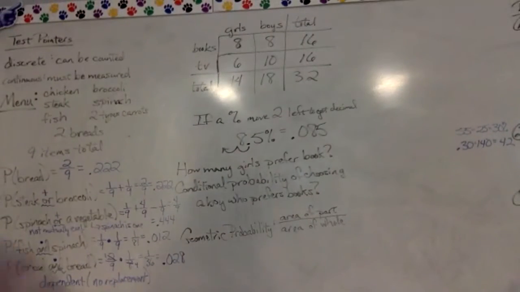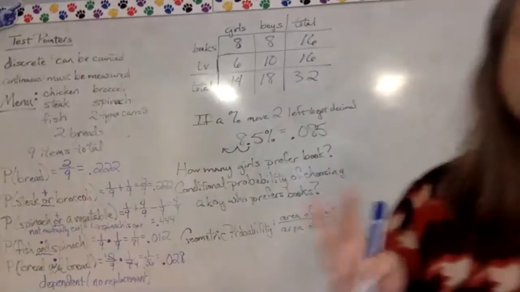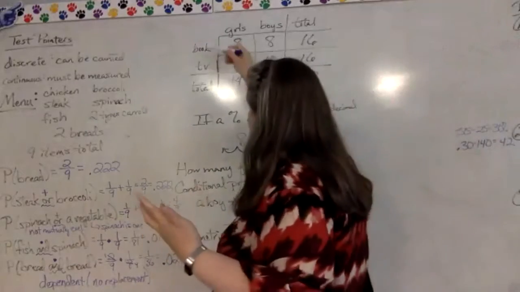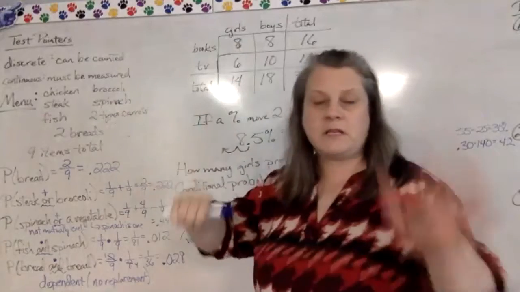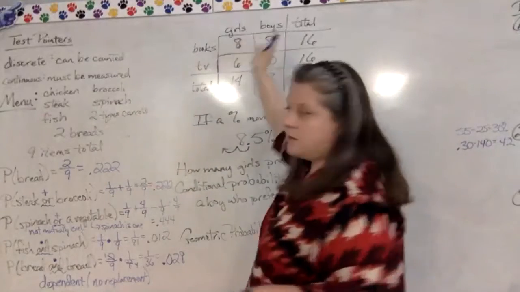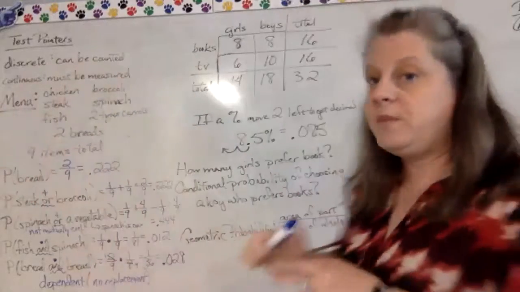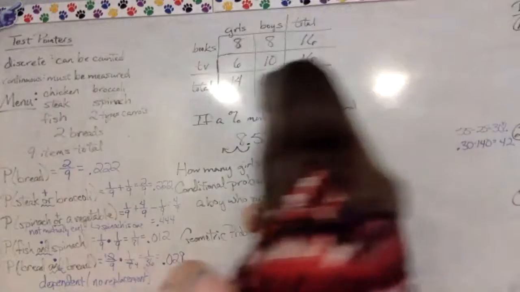Frequency table. Okay, it's a two-way frequency table because it's comparing 2 different data. It's looking at the books and the TVs, so that's one variable, whether they prefer books or TV, and then it's got the girls and the boys. So that's the other variable. So you've got 2 different variables. You're looking at these things.